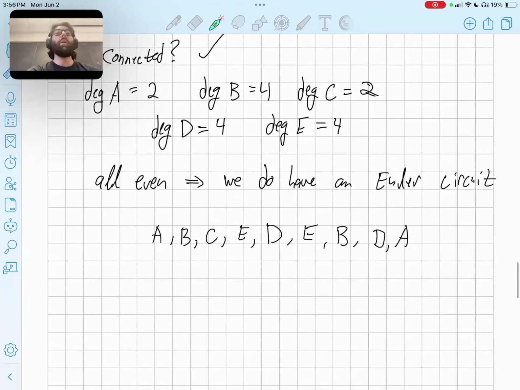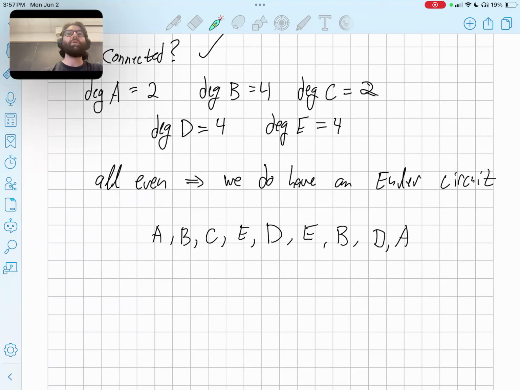Okay, so that's going to be all for this video for examples. The one thing I'll say is, like I said before, this theorem is very, very nice. It tells us exactly when we have an Euler path or an Euler circuit. What this theorem does not do is tell us how to find one if we do have one. And so we're going to need something else.